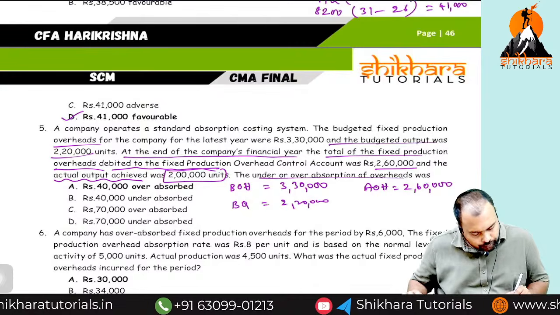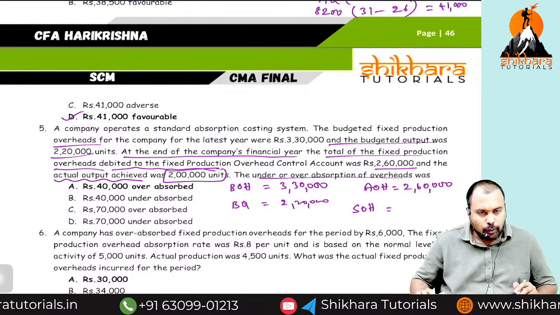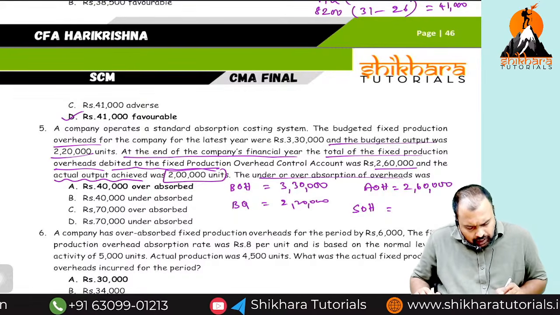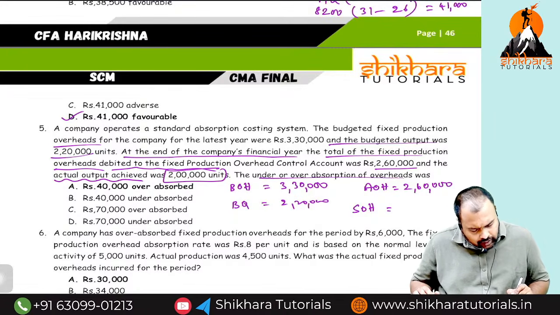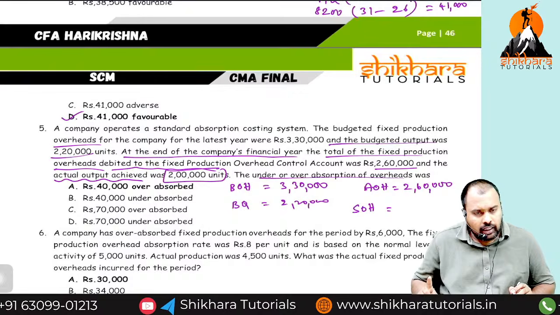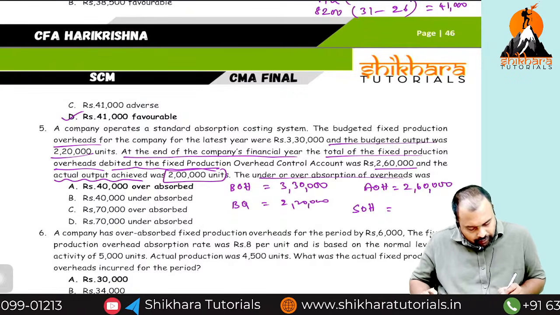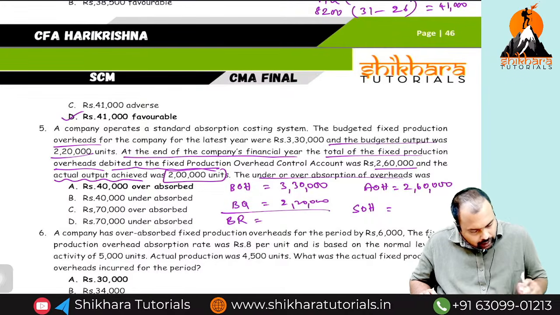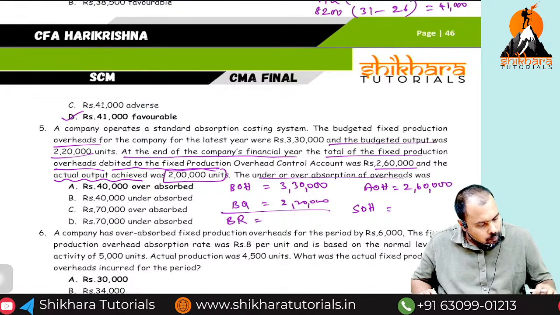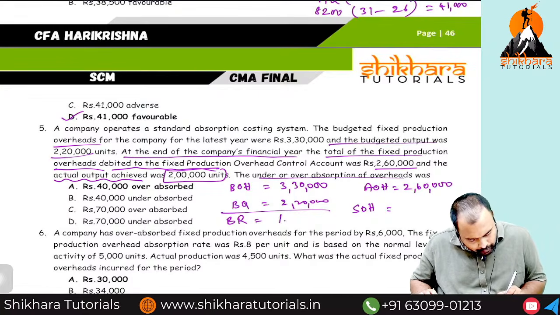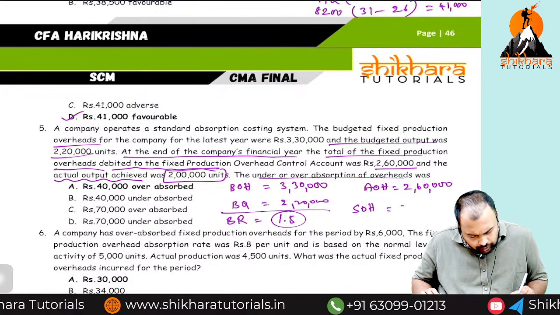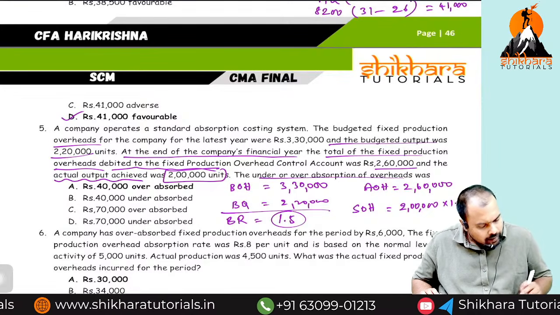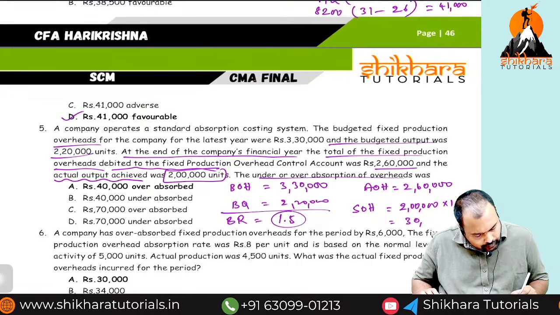So we are supposed to find out SOH so that we can find out whether it is under absorption or over absorption. The difference between standard cost and actual cost is the under absorption or over absorption. Now SOH is nothing but the budgeted overhead rate per unit for actual output. What is the budgeted rate? It has to be 1.5. Then it has to be for the actual output of 2 lakhs. We apply 1.5 into 2 lakhs, which comes to 3 lakhs.